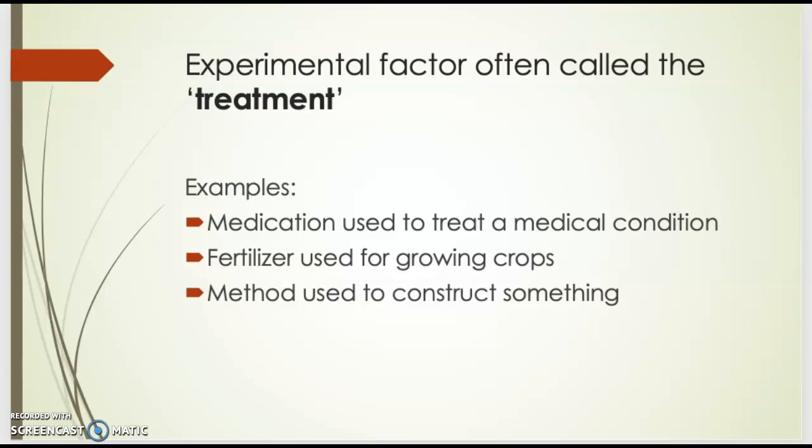So the factor there would be the medication that we're giving. Or maybe we're testing out a new fertilizer, growing some crops. We can control what fertilizer we use. That is the controlled factor. And then we can see the effect on the response. Do the crops grow bigger? Or maybe we're talking about a method. We can control the method used to construct something, and what effect does that have on the response?